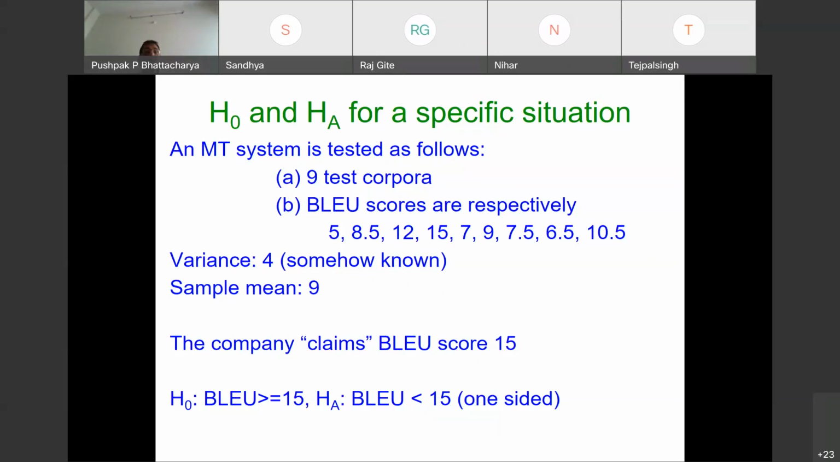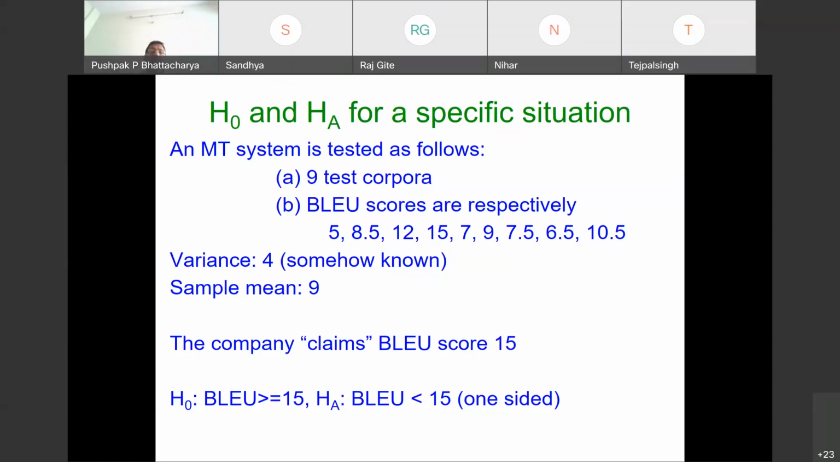However, we take, let's say, 100 sentences in each sample, and for each sentence we obtain the machine output and compare with the reference translation. As you know, the BLEU score is always computed against reference translation over the whole test corpus. So now the test corpus is 100 sentences. We get the BLEU scores. In 9 cases, we have found the BLEU scores to be 5, 8.5, 12, 15, 7, 9, 7.5, 6.5, 10.5. So do we observe a trend? Unfortunately not. We do not seem to find a trend here.